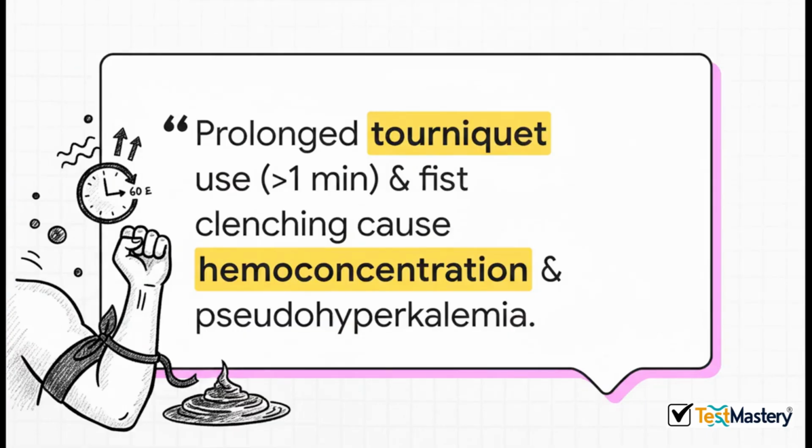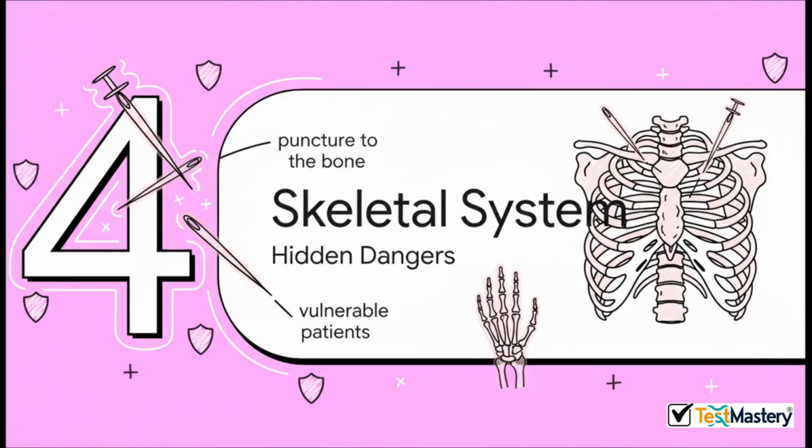And here is another huge pre-analytical error you are definitely going to be tested on. A tourniquet that's left on for more than 60 seconds causes something called hemoconcentration. Basically, it makes the blood thicker and falsely increases some test results. Combine that with fist pumping, and you've created a totally useless sample. So remember, tourniquet on for 1 minute or less. That's the rule.